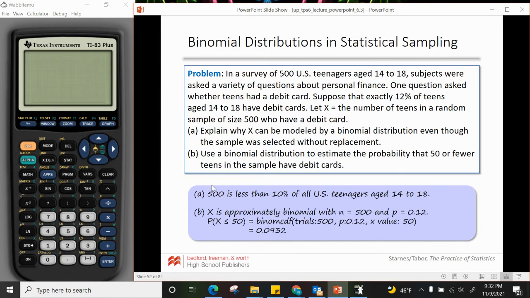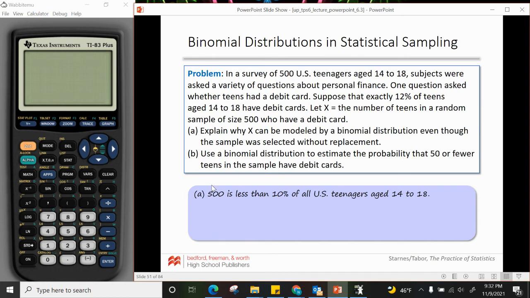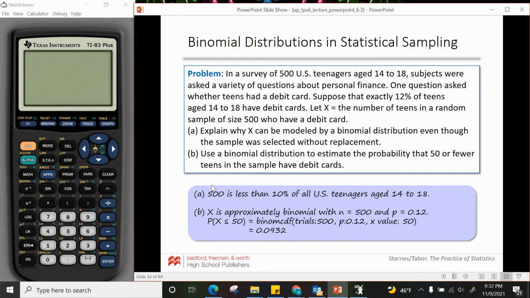Or sorry, my population size is big enough that my sample will be okay since it's less than 10%. All right. And now B, use a binomial distribution then to estimate the probability that 50 or fewer teens in the sample have a debit card. So X is approximately binomial because we kind of broke that independent rule, with N as being 500 and P as being 0.12. The probability that X is less than 50, that's binomial CDF.